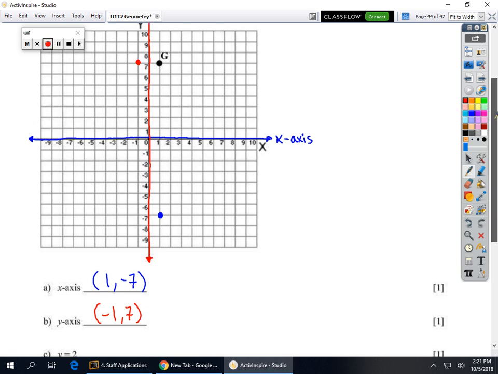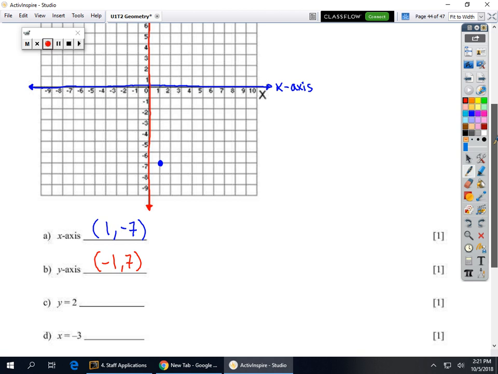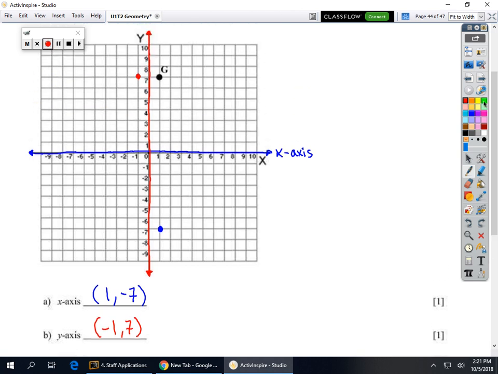Now we start to get to things that are more difficult. C asks for the line y equals 2. What we're going to do is go to the y-axis. Where's 2? Right there. That means I'm going to create a horizontal line that is always at y equals 2. Oops, forgot to label this as y-axis. Cool. So this is your y equals 2 line.